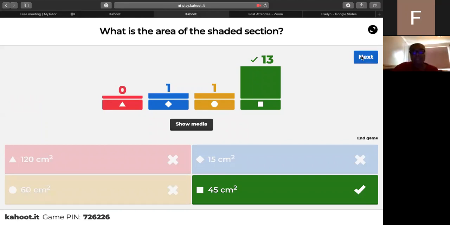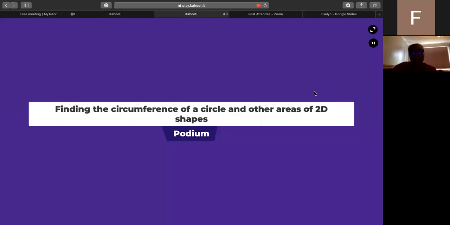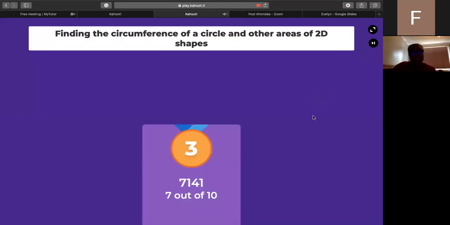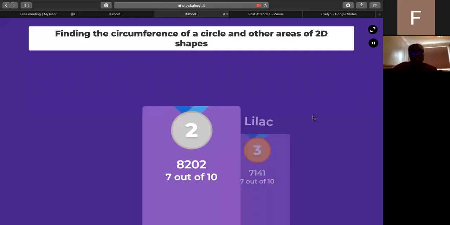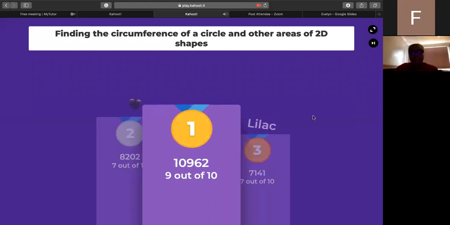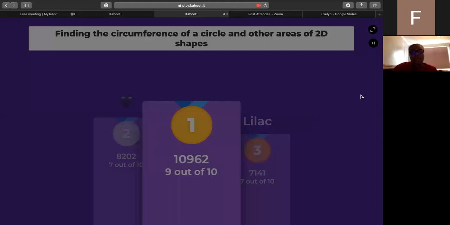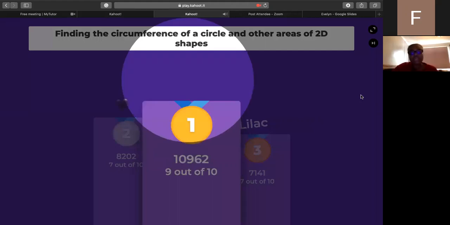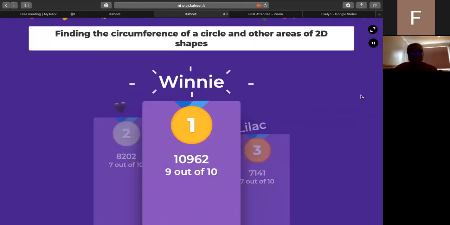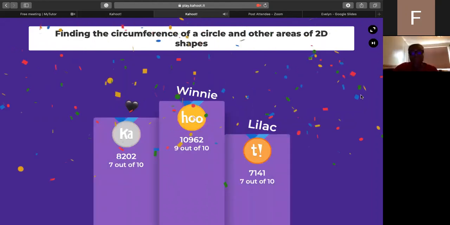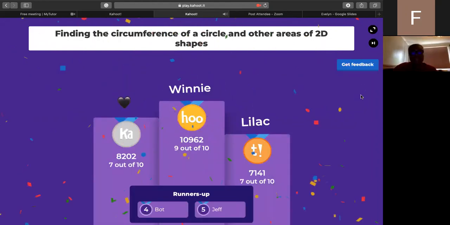So that is the end of the questions. Let's see who came first, second, and third. So third is Lilac. Second is the black heart emoji. And first is Winnie. Well done, guys. And well done to the runners up as well, Bot and Jeff.